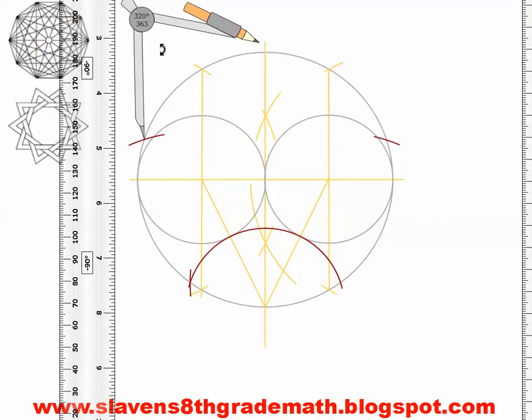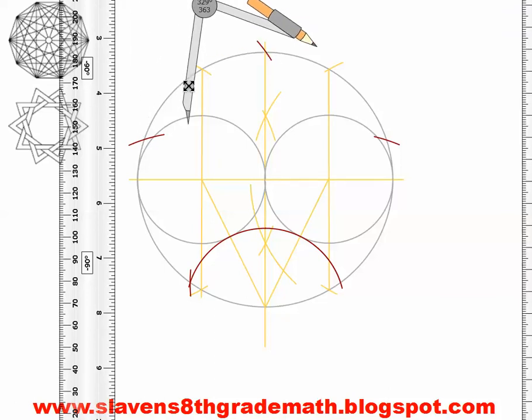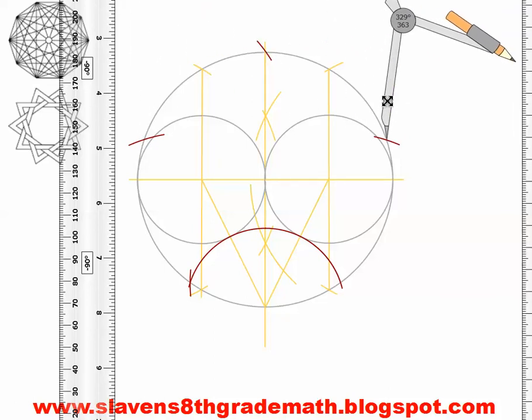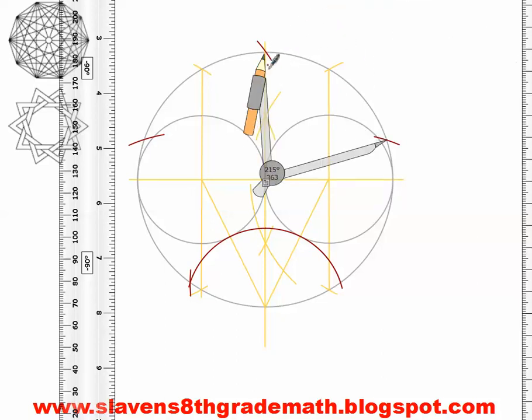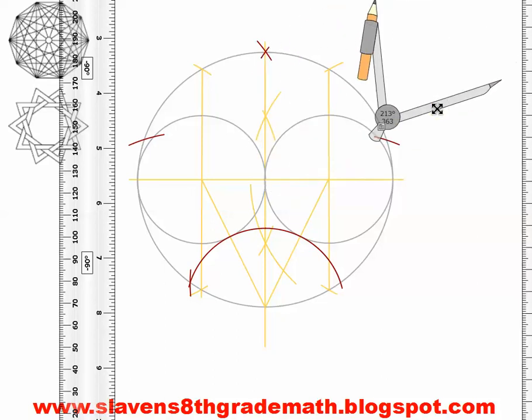If I've done everything right, we're pretty close, pretty close. It's going to go, this is perfect, right through the intersection of my perpendicular bisector and, there we go, the edge of the circle. So right now I know I've done everything right.